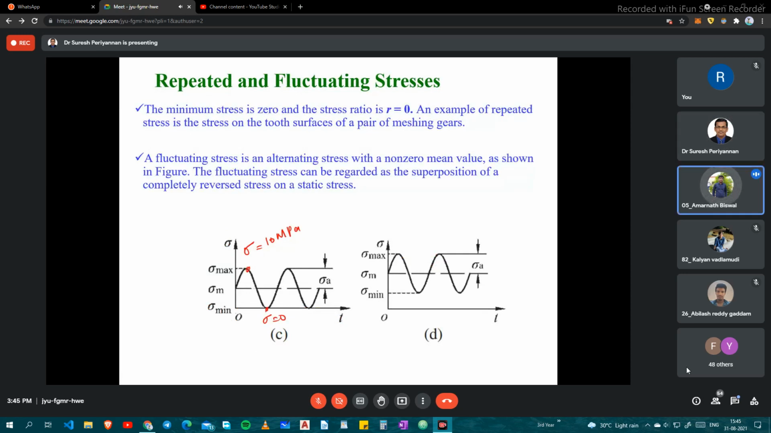A weighing spring, sir. Yeah, exactly. When you apply the load, it expands, and when you leave the load, it comes back to 0, right? Another example is a gear tooth. Now this is one gear; I'm considering this a pinion, and this is a gear.